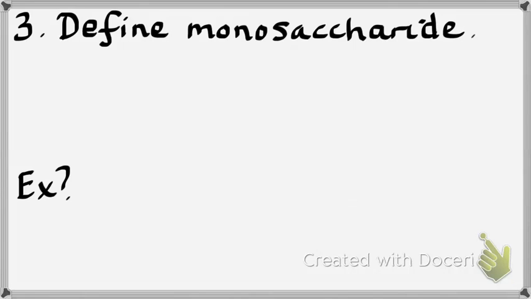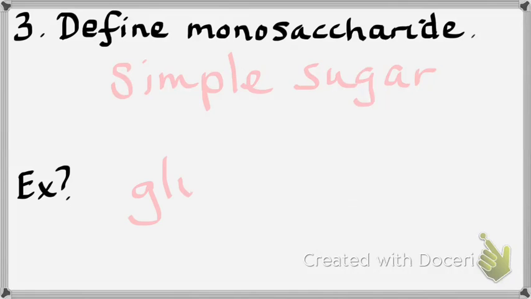Number 3. What's a monosaccharide? Oh, we just wrote it. What is a monosaccharide? Simple sugar. Good. Okay, easy one. What's an example of a monosaccharide? Glucose. Ooh, that was easy. Glucose. I'll give you a page number in case you want one for reference, page 28.